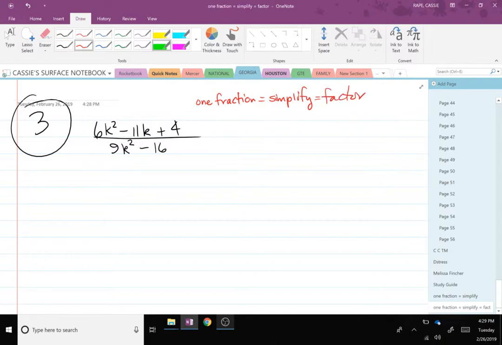So if you look at the numerator, 6k squared minus 11k plus 4, that is a trinomial, and you'll notice there are no greatest common factors. At first I thought there might be a 2 as a greatest common factor, but there's not, because the 11 on the 11k is not divisible by 2, which means that I'm going to have to factor this some other way.